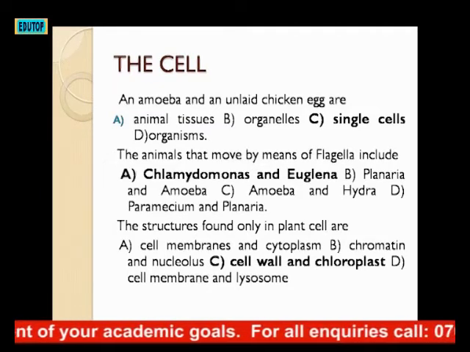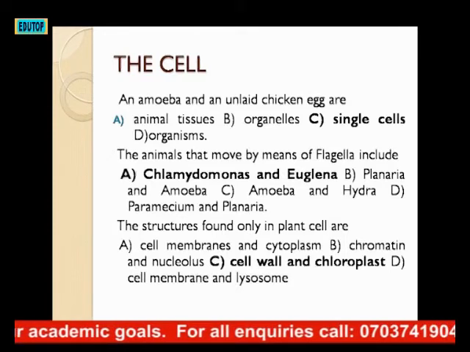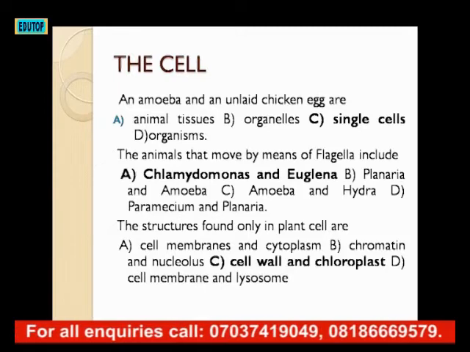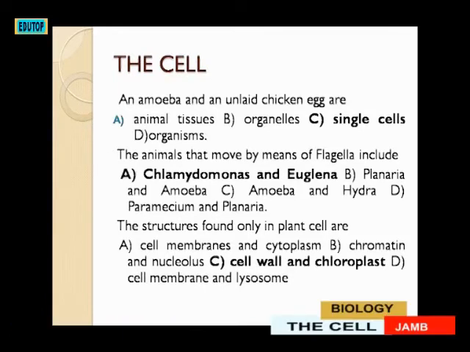Then the last question that we'll be treating under this topic is cell. The structures found only in plant cell are: A. Cell membrane and cytoplasm, B. Chromatin and nucleus, C. Cell wall and chloroplast, D. Cell membrane and lysosome. The answer is C. Cell wall and chloroplast. Those are the 2 structures that you find strictly in plant cell.